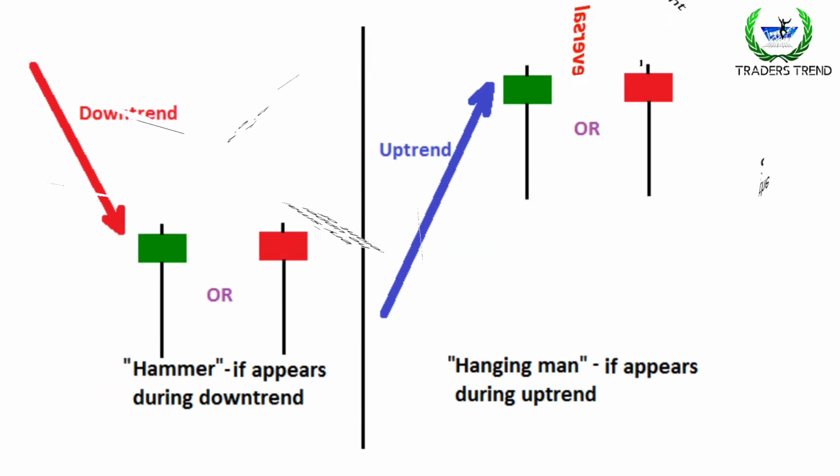And the next one is the hanging man. The hanging man is present in a downtrend as well as an uptrend. It has a small wick on the upper side and a long wick on the lower side, two times bigger than the real body. It is also a very powerful reversal candle.